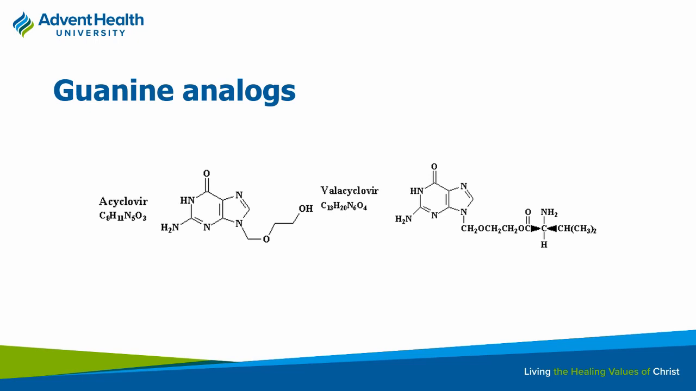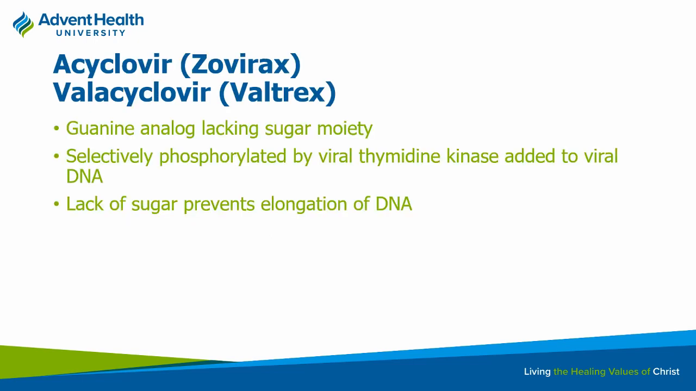Here are two examples of common ones you're going to run into. We have Acyclovir and Valacyclovir. What do you think the relationship between these two is? One has a vowel on it. That's true. No, we'll look at the difference here. So actually, Valacyclovir is a prodrug of Acyclovir. Okay. Why do you think we do that?